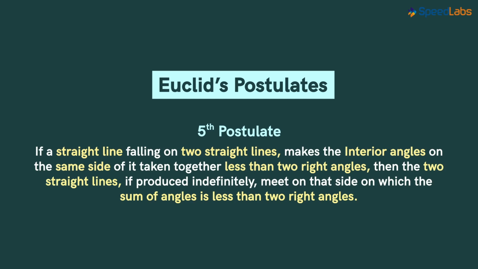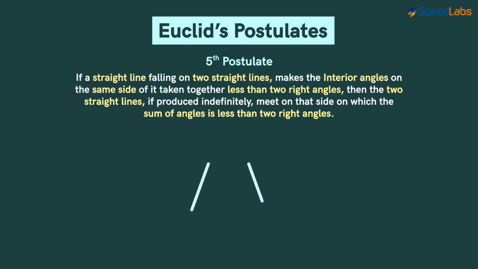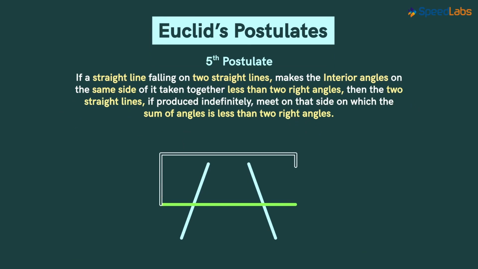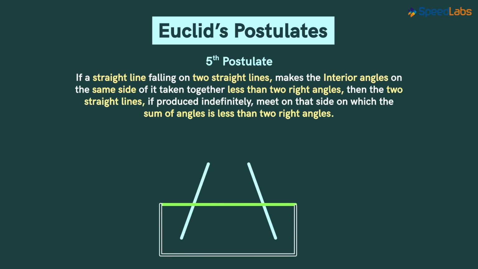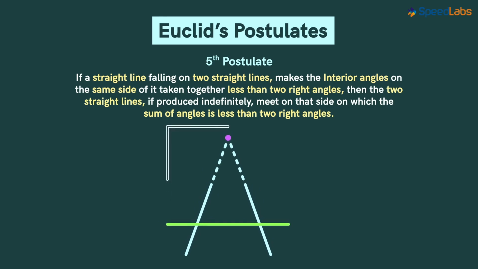To break it down, let's rephrase this postulate. Suppose we have 2 lines like this and a third line falls on them. This third line divides the system into 2 sides. One is this part where the 2 lines are bending towards each other, and the other is this part where the 2 lines are bending away from each other. Then if we extend the lines, we see that they will meet at some point on one of the sides. We see that they meet on this side.